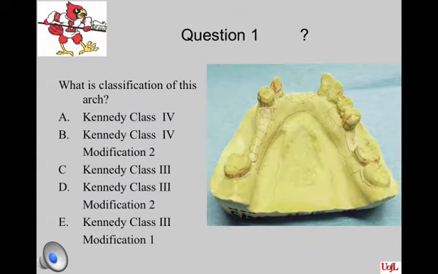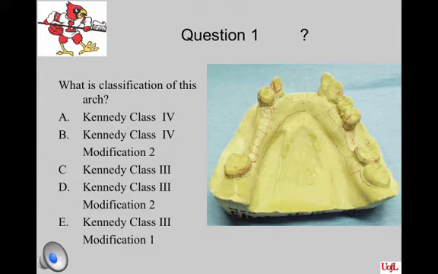Can you figure out what classification this arch is? We are not replacing the third molars on the patient's left side. Which is the most posterior area that determines the classification? It's 19 through 21.